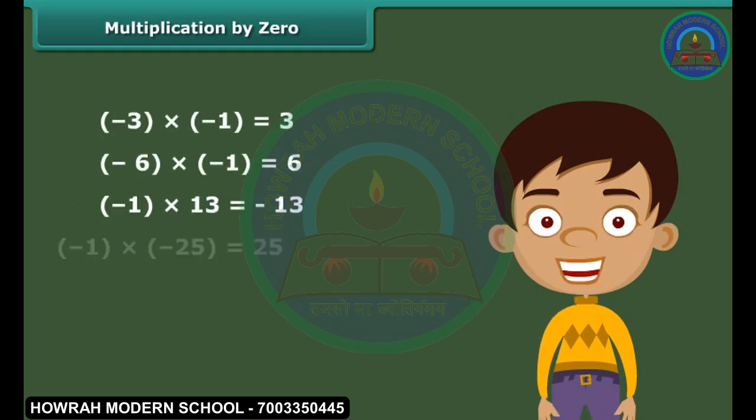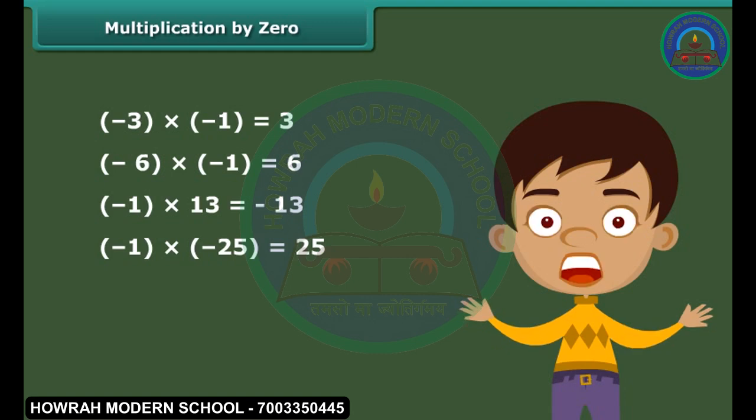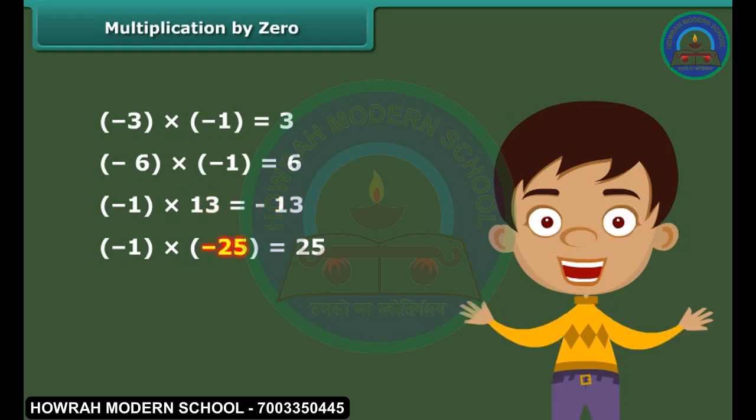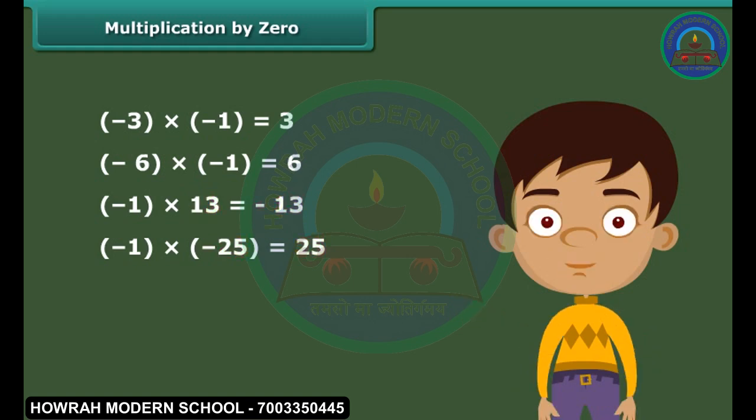But when we multiply any integer with −1, we get the additive inverse of the integer. In these examples, −3 has become 3, −6 has become 6, 13 has become −13, and −25 has become 25.